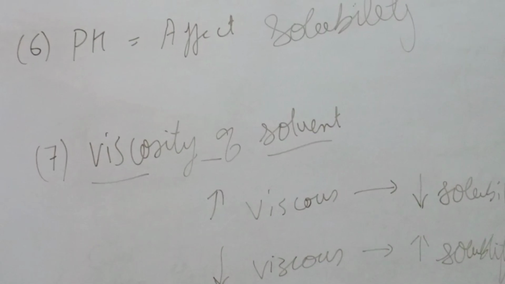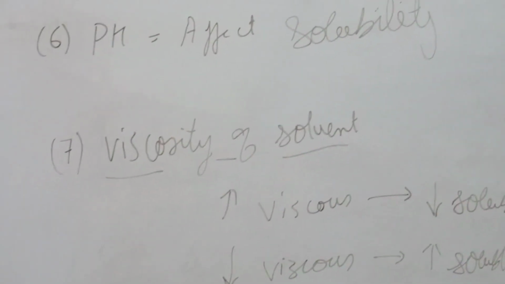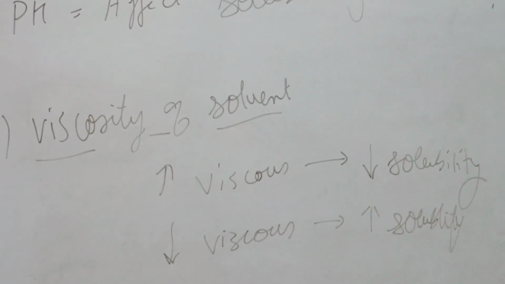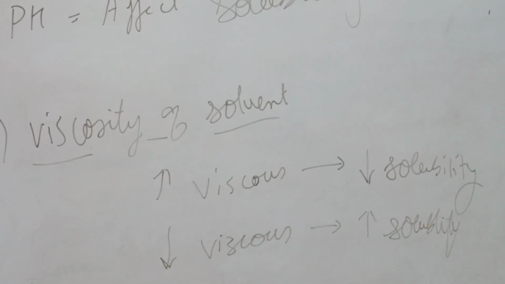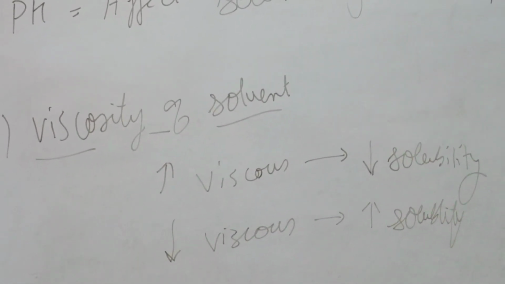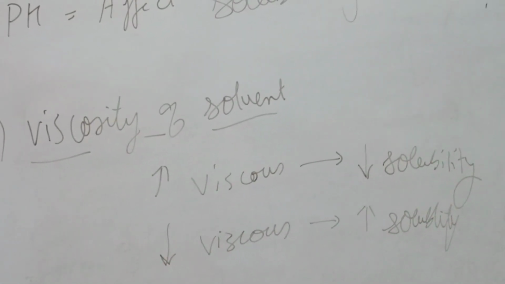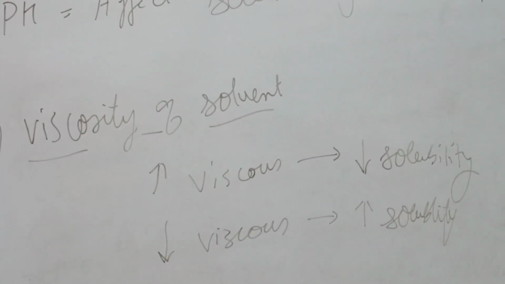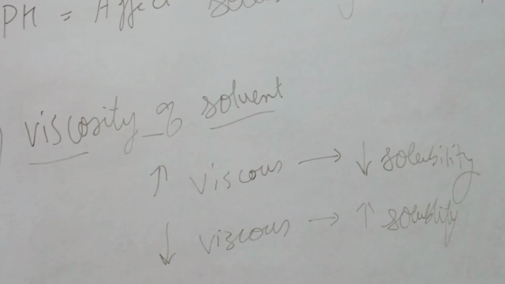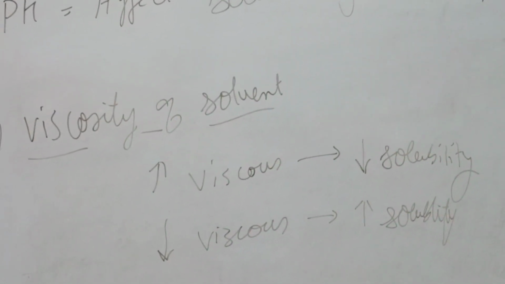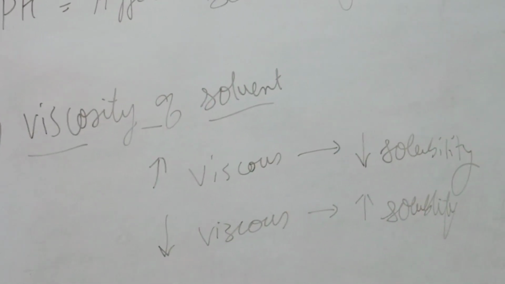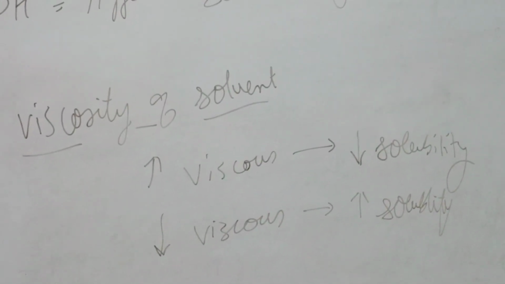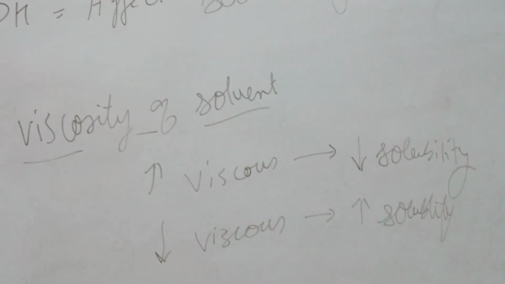So the next factor is the viscosity of the solvent. Viscosity of a solvent is also an important factor, and it affects the solubility of a solute in a solvent. Generally, the more viscous the solvent is, the more its solubilizing power gets reduced, and conversely, when a solvent is less viscous, its solubilizing power increases. So this is how the viscosity of a solvent affects the solubility of a solute.